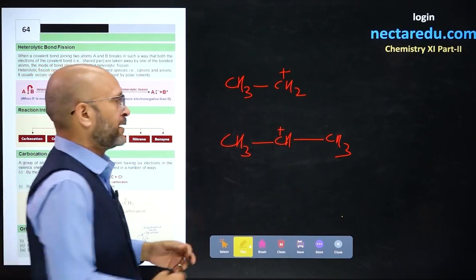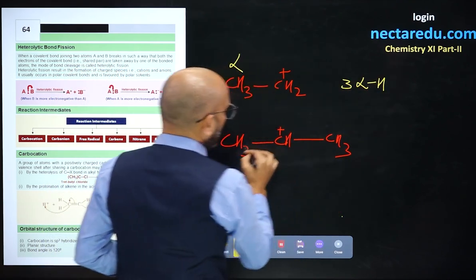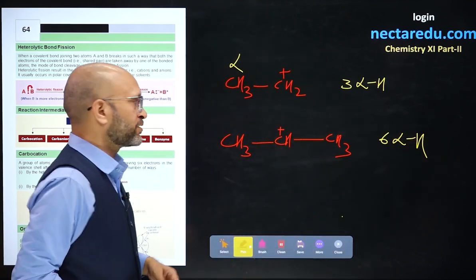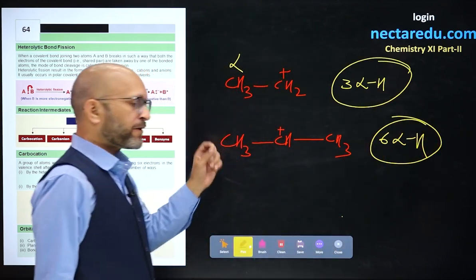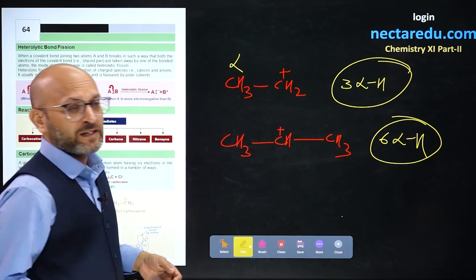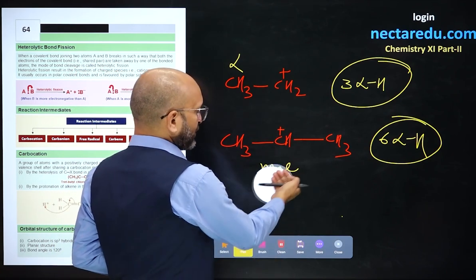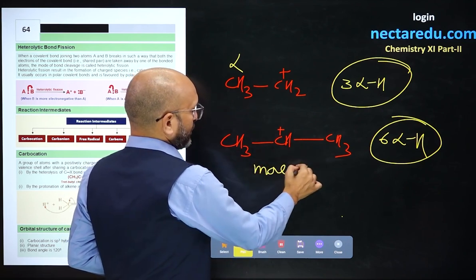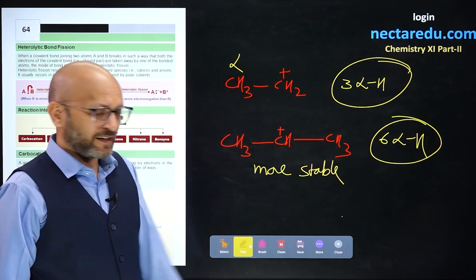Only hyperconjugation. This one has 3 alpha hydrogens and this one has 6 alpha hydrogens. So the number of hyperconjugating structures in the above one is 3, and in the lower one it is 6. The more hyperconjugating structures, the more stability. So the second one is more stable because it has more alpha H, so it will have more hyperconjugation. Alright. So you can compare depending on which one has greater alpha H.